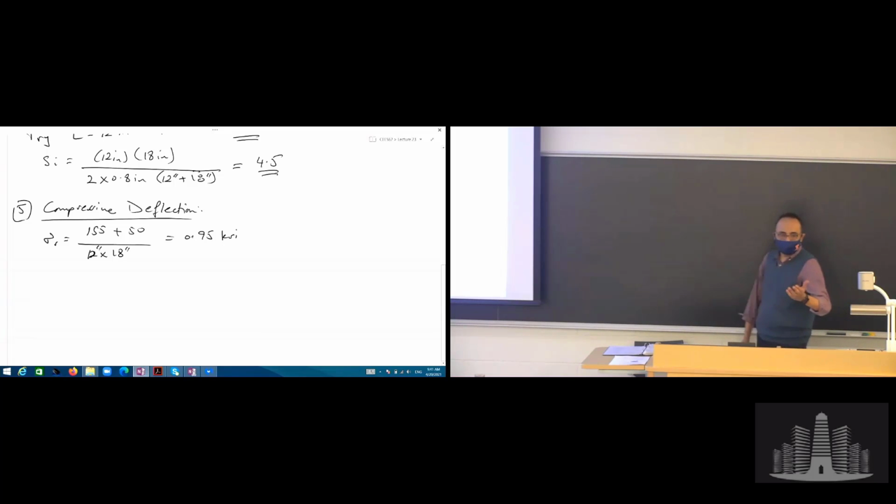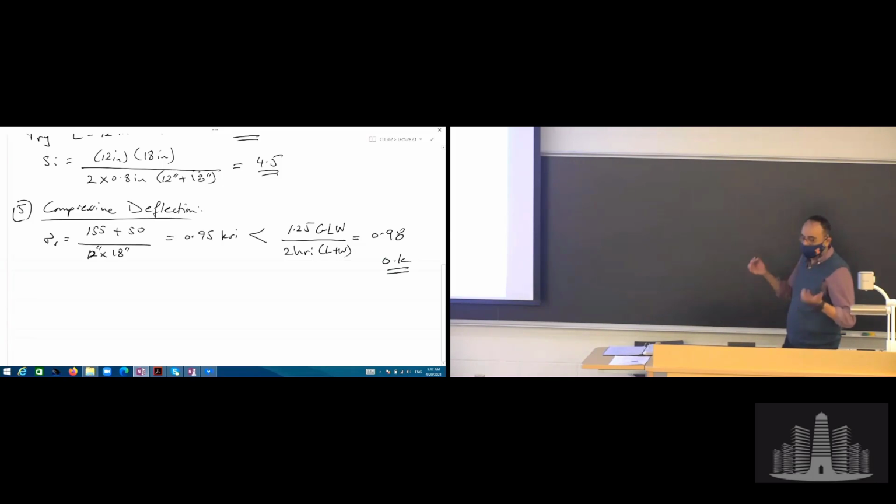which is less than 1.25. But is it less than this expression, 1.25 G L W divided by 2 h_ri times L plus W? If you substitute here, you will end up with 0.98, so it is less than that, so it's okay. We chose an L and W that would satisfy this requirement.